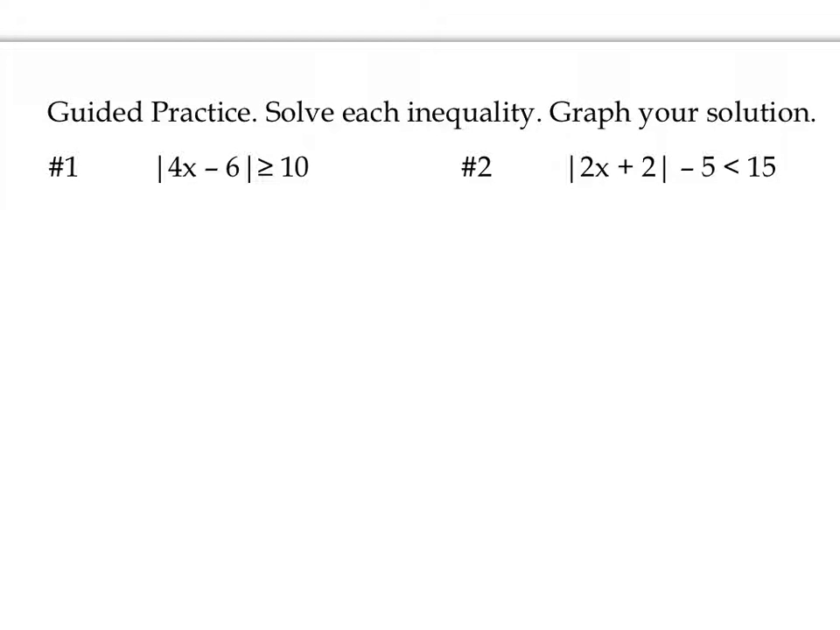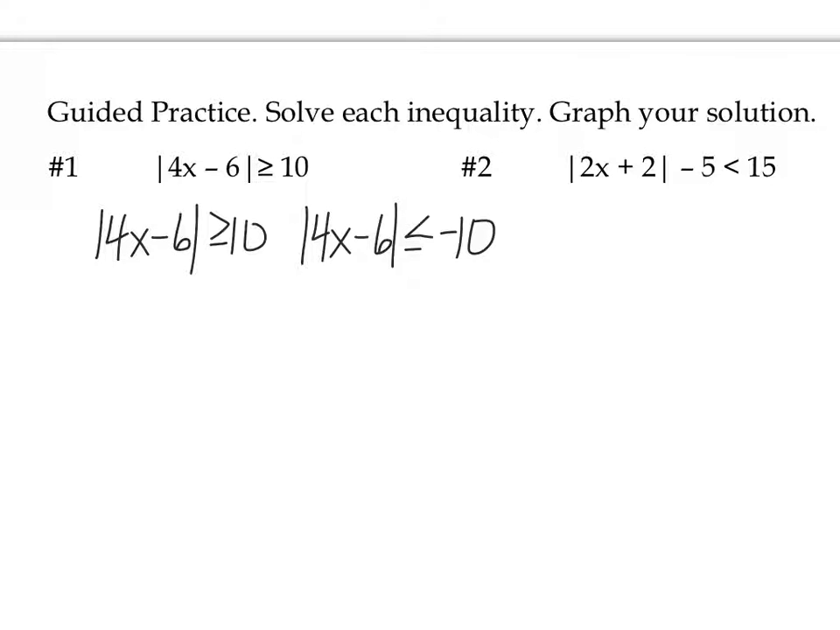So this first one, absolute value of 4x minus 6 is greater than or equal to 10. Greater. So again, this symbol right here means we're going to set up an or compound inequality. How are we going to do that? Well, like we did with equations where we set up equals 10 and -10, similar to that, now we're going to have 4x minus 6 is greater than or equal to 10, and then 4x minus 6 is less than or equal to -10. So that's our two inequalities, and it's going to be or.